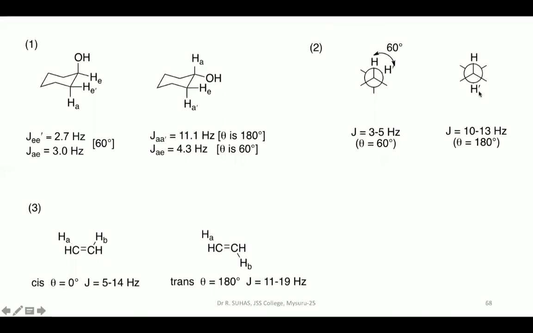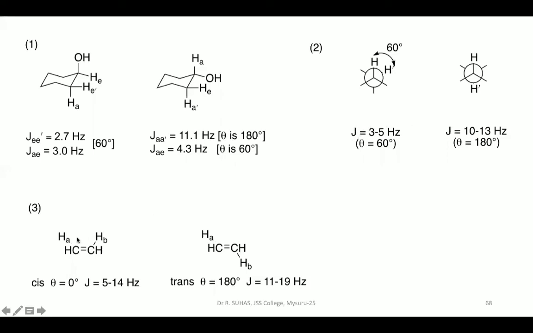On the other hand, when they are anti-periplanar, both the hydrogens are on the opposite side, the interaction will be the best, which eventually leads to higher coupling constant value. Here the theta value will be 180 degree. This best explains the Karplus curve, that is the relationship between J and theta.